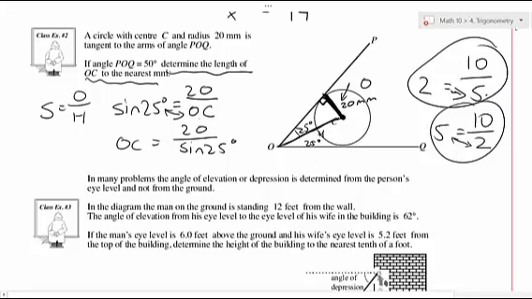So we've done that. All right, now we have OC equals 20 over sine 25 degrees. We throw in our calculator 20 divided by sine 25, and that equals 47.3. So if we're determining to the nearest millimeter, OC equals 47 millimeters.